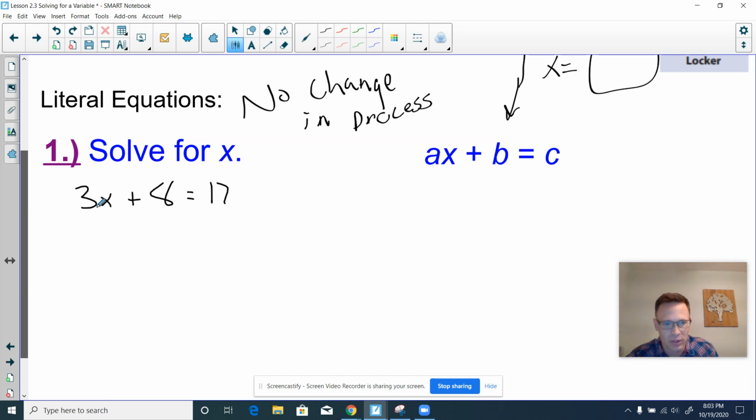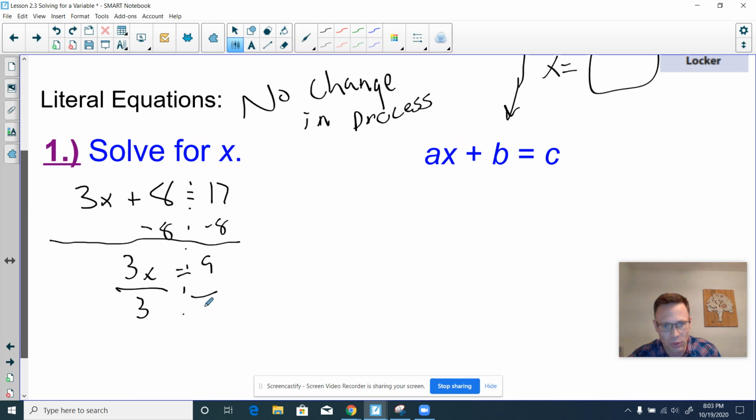So let's talk about solving this, right? I'm going to solve this for x. So again, we ask ourselves the question, what's happening to x? I'm multiplying by 3 and I'm adding 8. Last thing I did was add 8, so that's the first thing I'm going to undo. So I subtract 8 from both sides. Draw my little line. That leaves me with 3x is equal to 9, right? So I divide by 3 on both sides. None of this is surprising because it's all stuff we've done before. We get x is equal to 3.